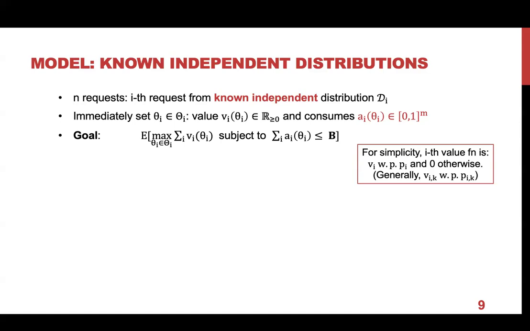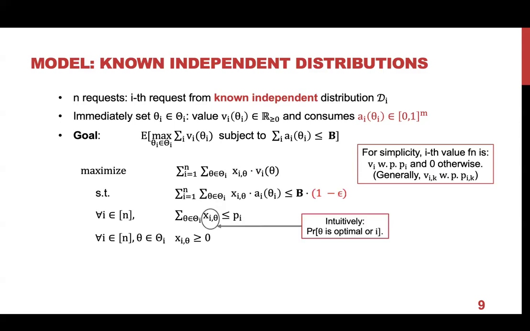So I'm thinking of these as different kinds of requests. The ith request comes with probability p_i, and if it comes, it's going to take some value v_i. Otherwise, it doesn't come and its value is 0. This is just to simplify the notation. More generally, the ith request could take one of 100 potential values and so on, depending on the realization.